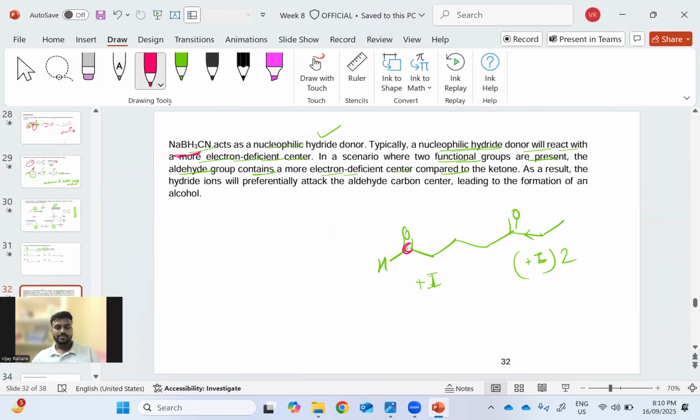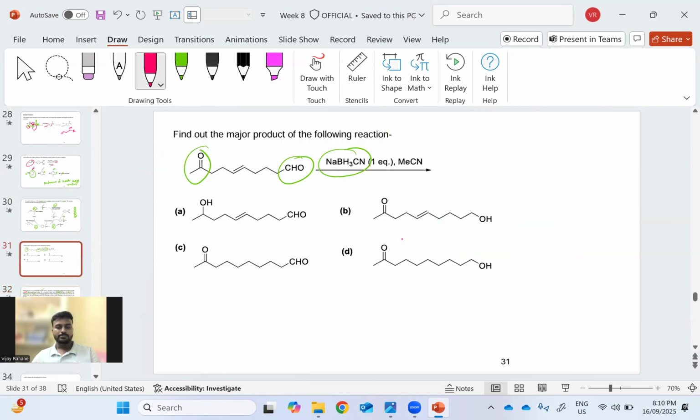Therefore NaBH3CN reacts preferably with the aldehyde. So what will be the product here? Only the aldehyde gets reacted. Because we had only one equivalent of sodium cyanoborohydride, only the aldehyde center gets reduced. And the double bond will remain unaffected in the case of this sodium cyanoborohydride reduction.